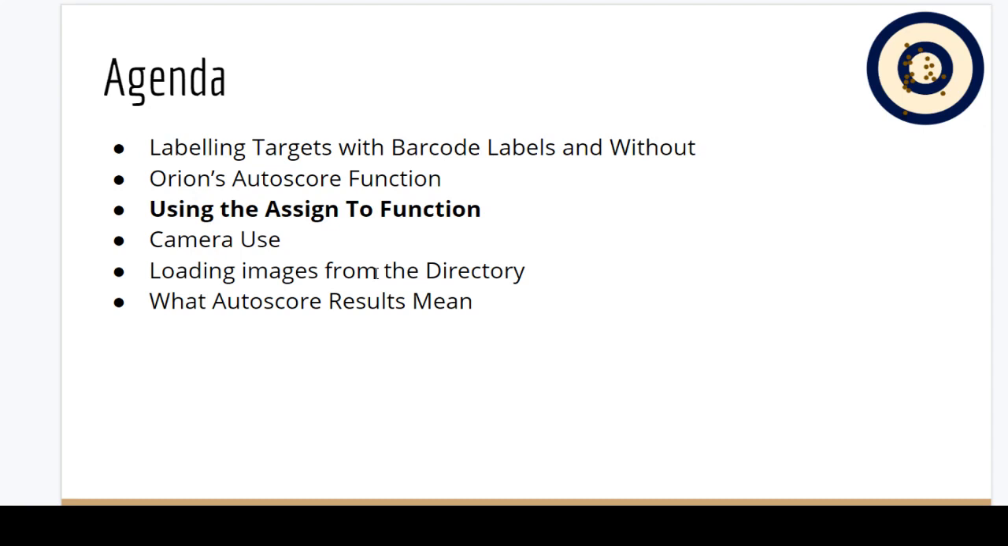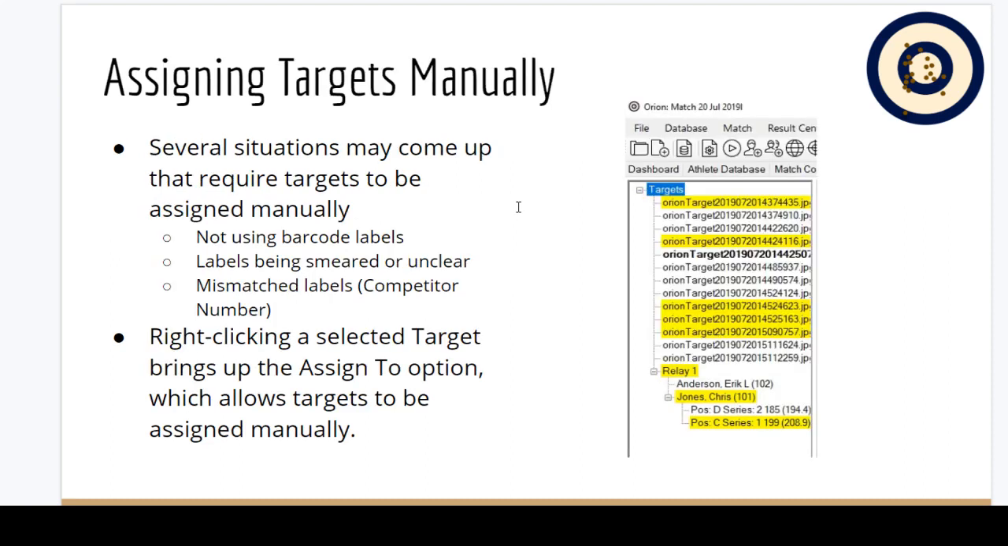Finally, we have the Assign To function. Assign To allows you to manually assign targets to athletes, as well as to denote the position in series. Several situations come up that require this: if you are not using barcode labels, if labels are being smeared or otherwise unclear, or if the labels are mismatched.